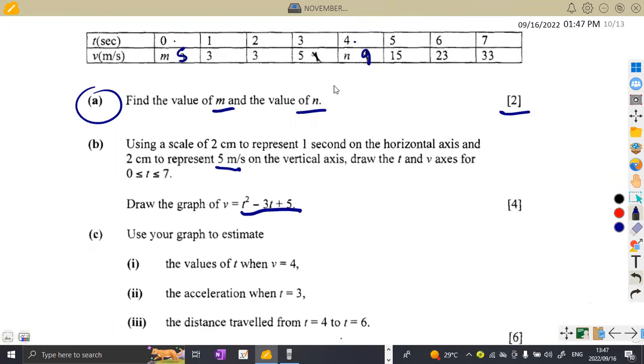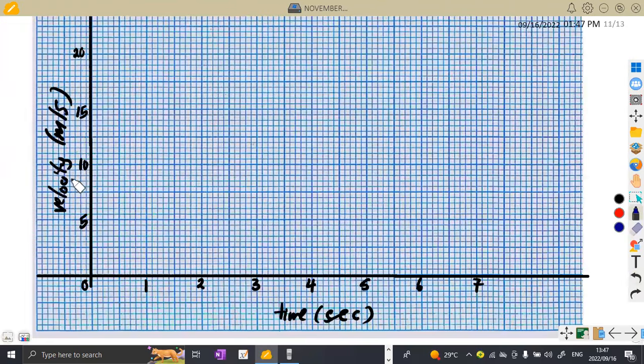Everything you're going to produce just the same way as a quadratic graph. So you need to mark the points first. Okay, so this is our scale. The graph I've already inserted here. This is velocity in meters per second. We are given 2 centimeters.